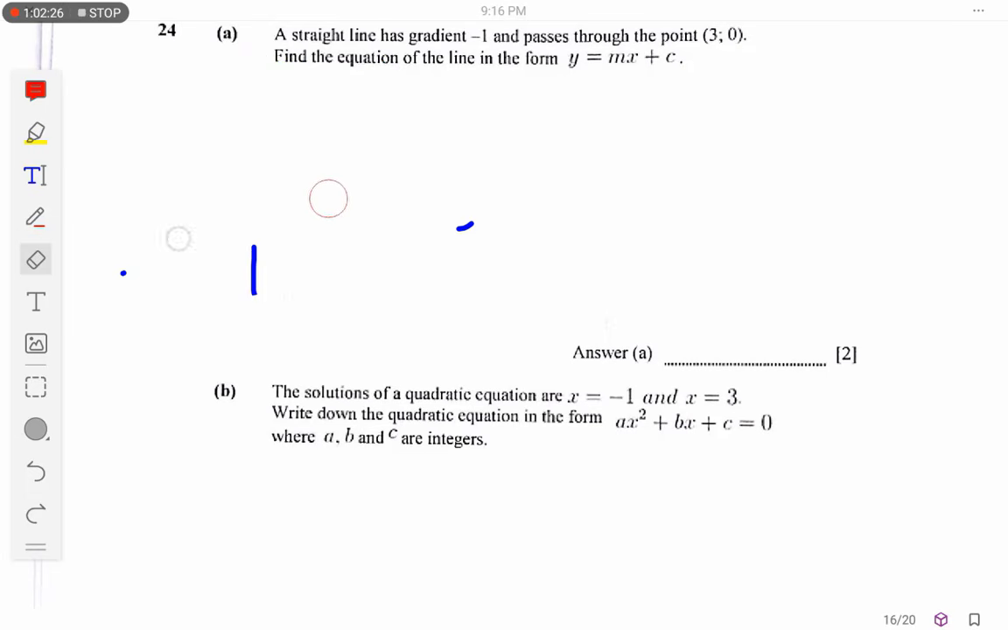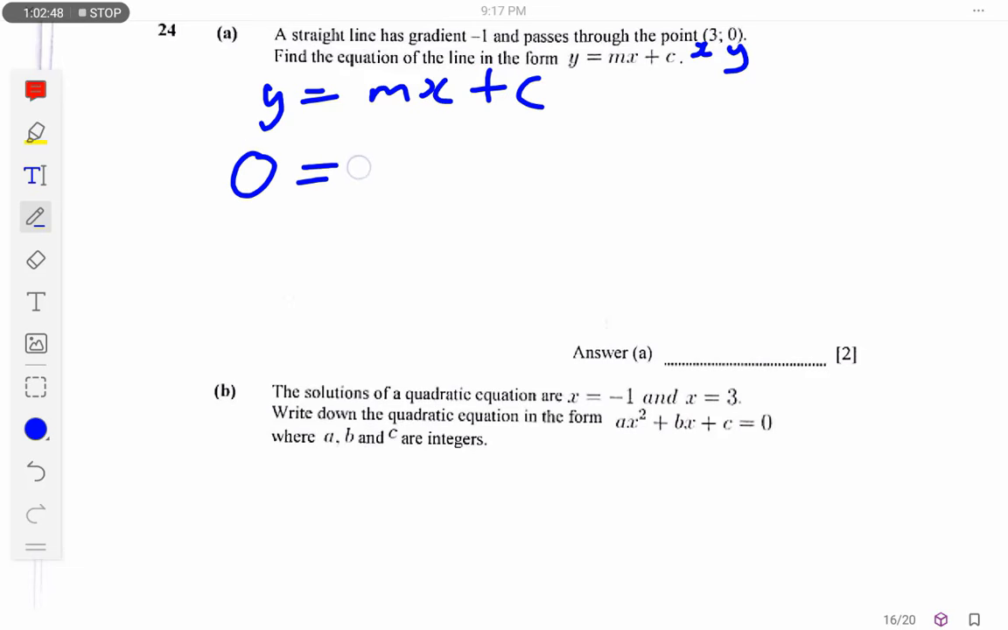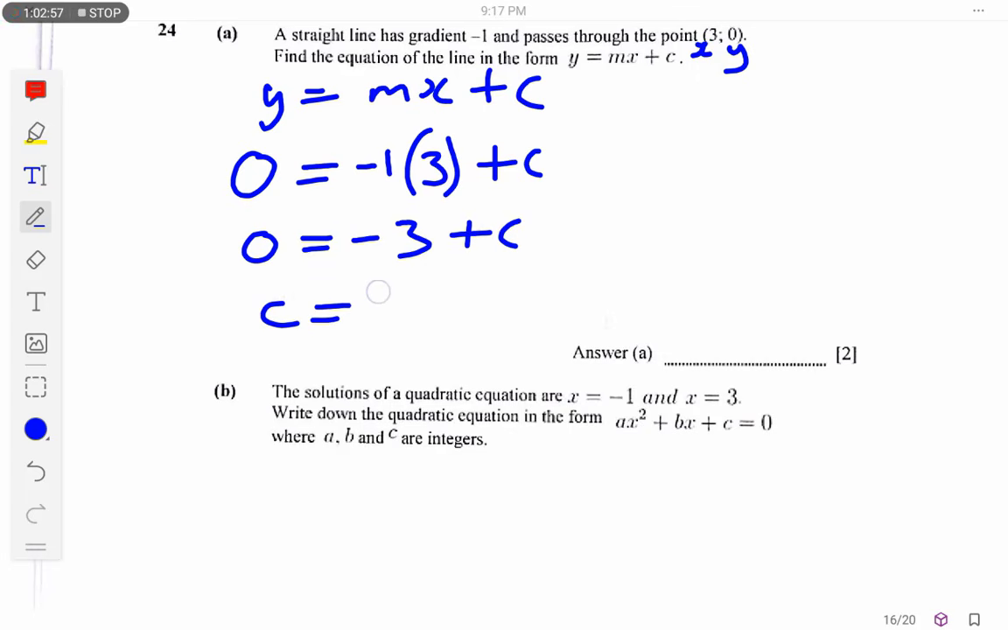So I can say using y equals mx plus c, using this point, they simply say 3 is x, 0 is y. So 0 is equal to our gradient, minus 1, times x, 3, plus c. So 0 equals minus 3 plus c. So our c is equal to 3. Okay, then we are done with that.